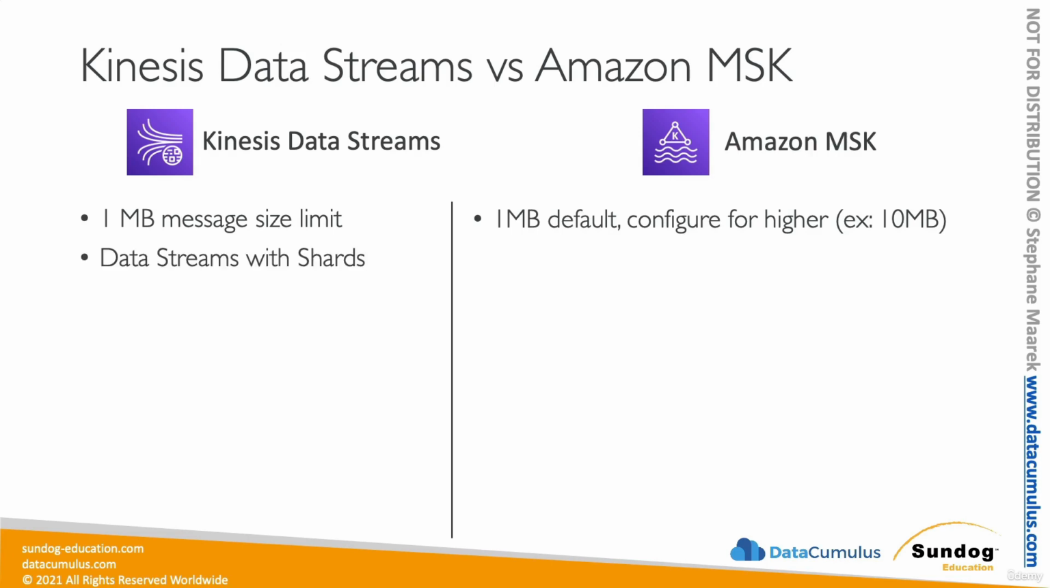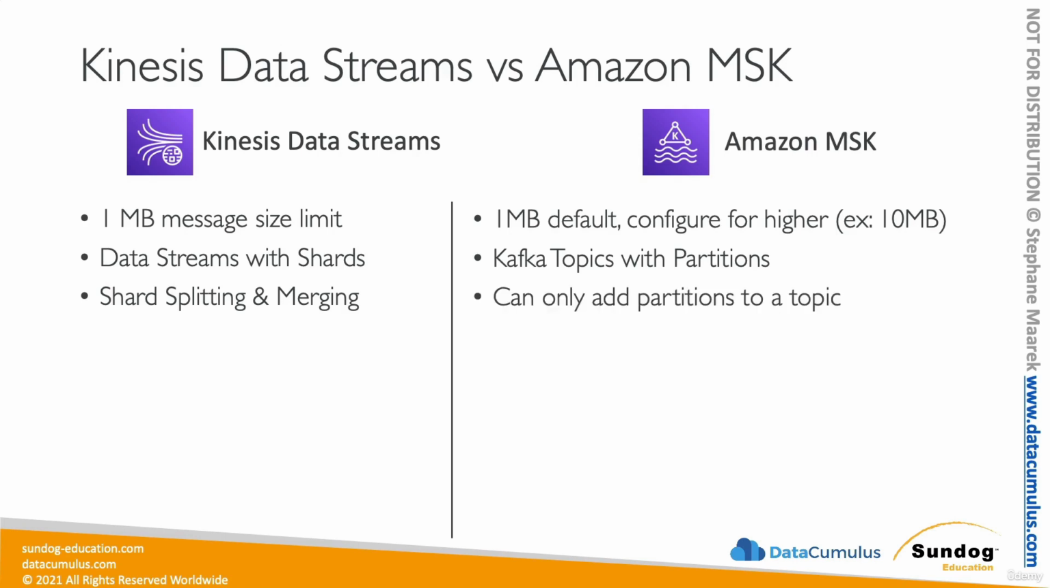Now in Kinesis Data Streams, it's called Data Streams with shards. And in Amazon MSK, it's called Kafka Topics with partitions, but they're pretty similar. In Data Streams, though, you can do shard splitting and merging, so increase or decrease the throughput of your data stream. Whereas in Amazon MSK, scaling is a little bit harder, and you can only add partitions to a topic. You cannot remove partitions from a topic.